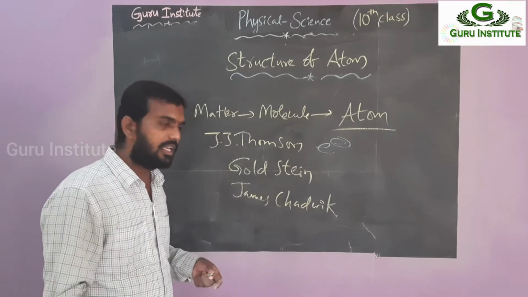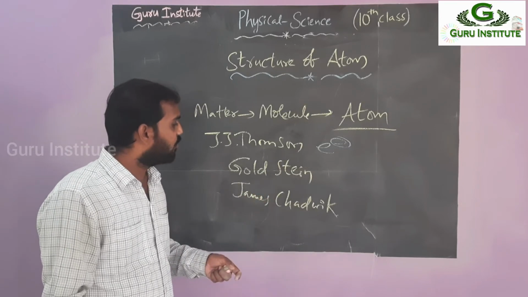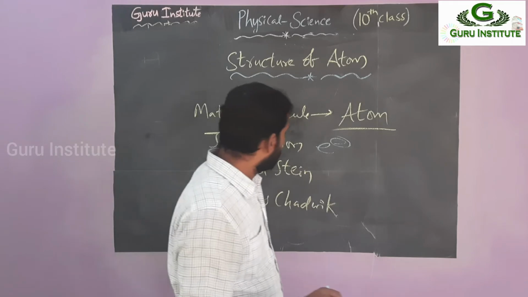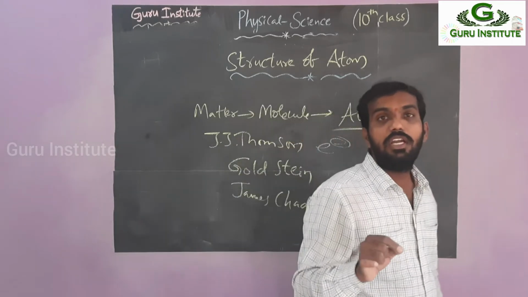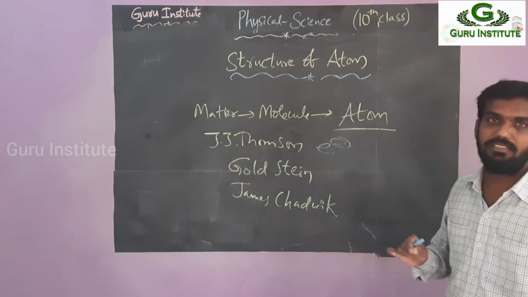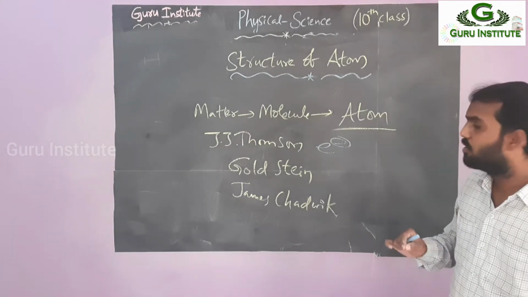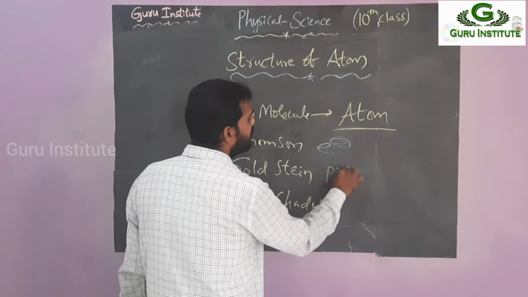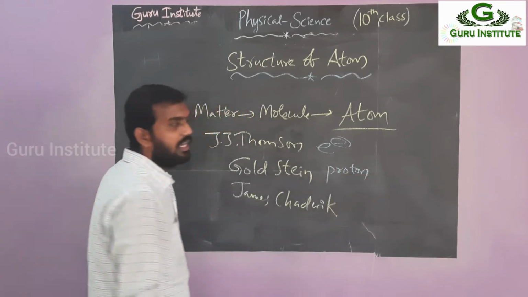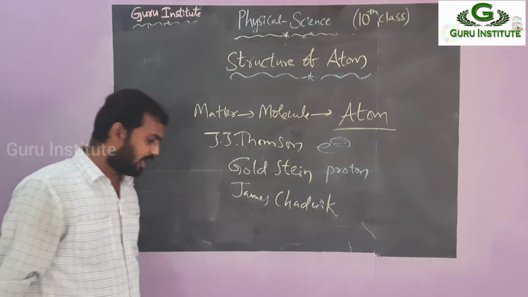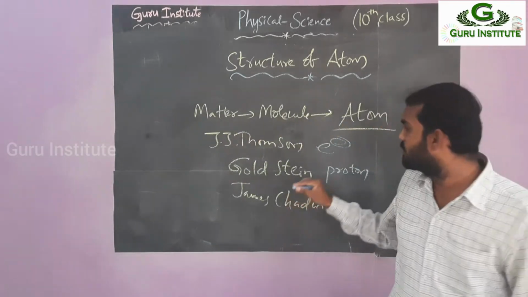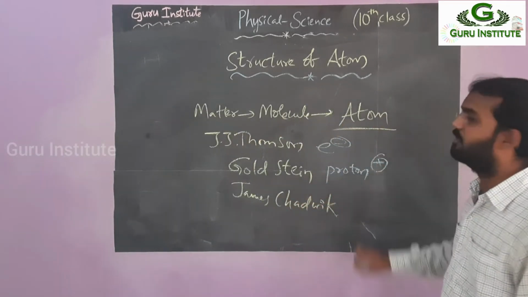After their experiments, Goldstein found that one thing is present in the nucleus, which is positively charged. So he gave it the name proton. He gave the name proton. The charge is positive. Okay.